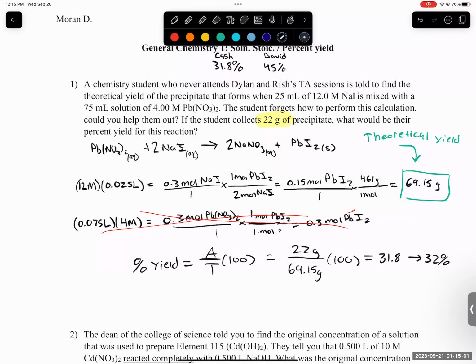You could put 32 as a decimal or 32%. They'll both be the same thing. So they're the same number. Yeah. Cool.